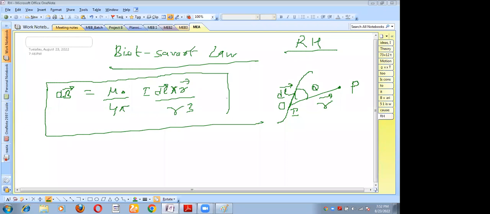Are you finding it out? You have to apply the right hand rule. dl is along this direction, and r is along this direction. You have to find this dl cross r.